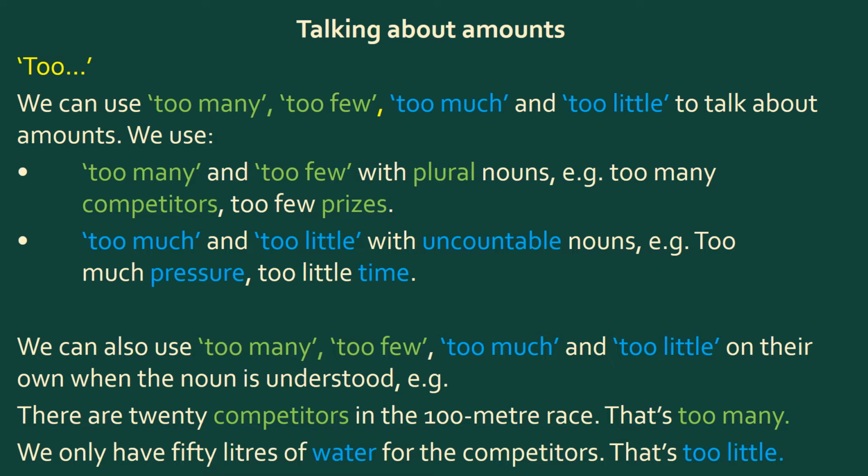We can also use too many, too few, too much, and too little on their own when the noun is understood. For example, there are 20 competitors in the 100-meter race. That's too many. Or, we only have 50 liters of water for the competitors. That's too little.